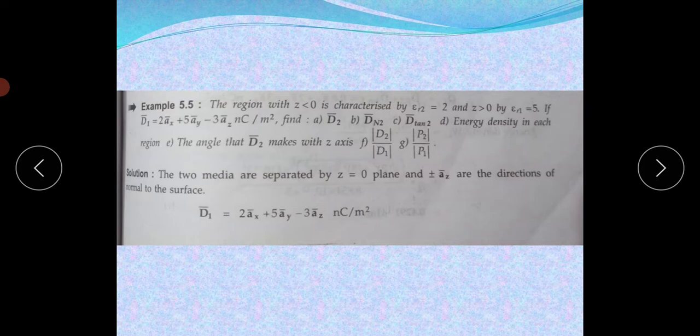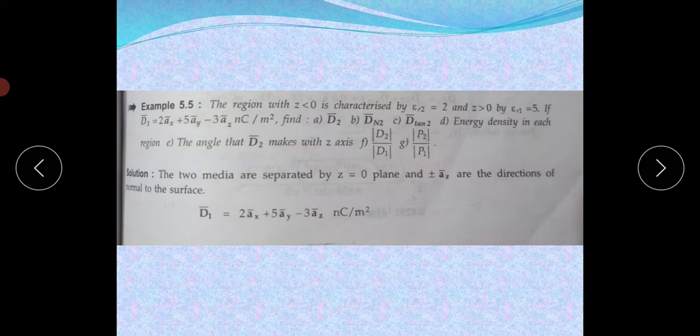So given in Z greater than 0, epsilon R1 equals 5. So in Z greater than 0, the first dielectric material is present, and in the negative Z axis, the second dielectric material is there. At reference axis Z equals 0 is the boundary line. Okay, so D1 means Z greater than 0 or positive Z axis region, the D1 bar equals 2 into ax bar plus 5 into ay bar minus 3 into az bar nanocoulombs per meter square. This is given in region 1, or dielectric 1, the electric flux density expression.